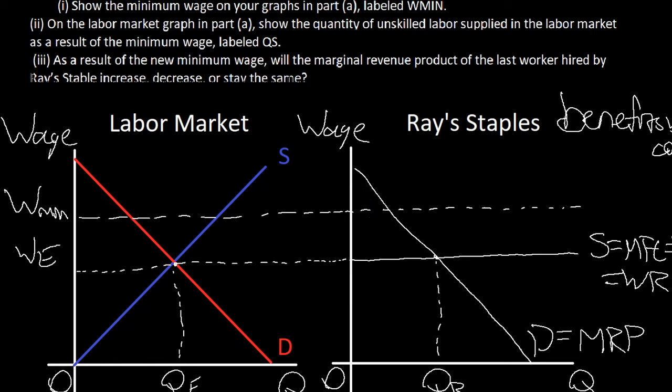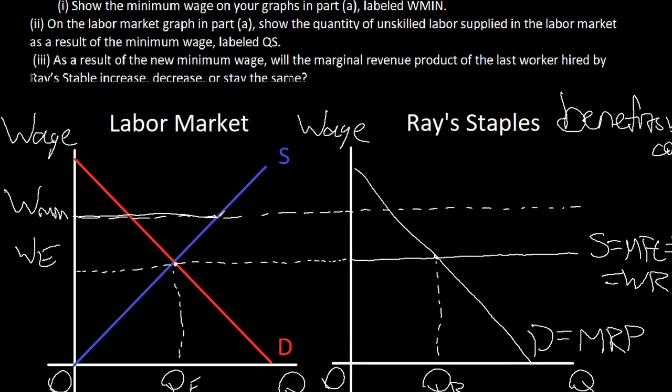The second part is asking that on the labor graph in part A, show the quantity of unskilled labor supplied in the labor market as a result of the minimum wage. So since we're looking at the labor market, we're only focusing on this graph, and at this price point, if we look at the careful wording, we have to realize that it's asking for the quantity supplied. So if we just go from W min, we just need to follow the price, and there we hit the supply curve. So this is how much will be supplied at a higher wage.